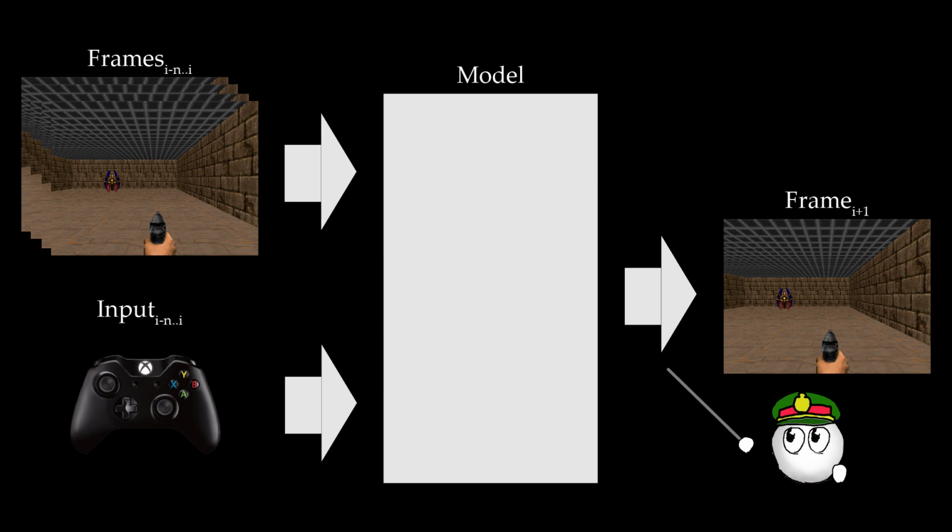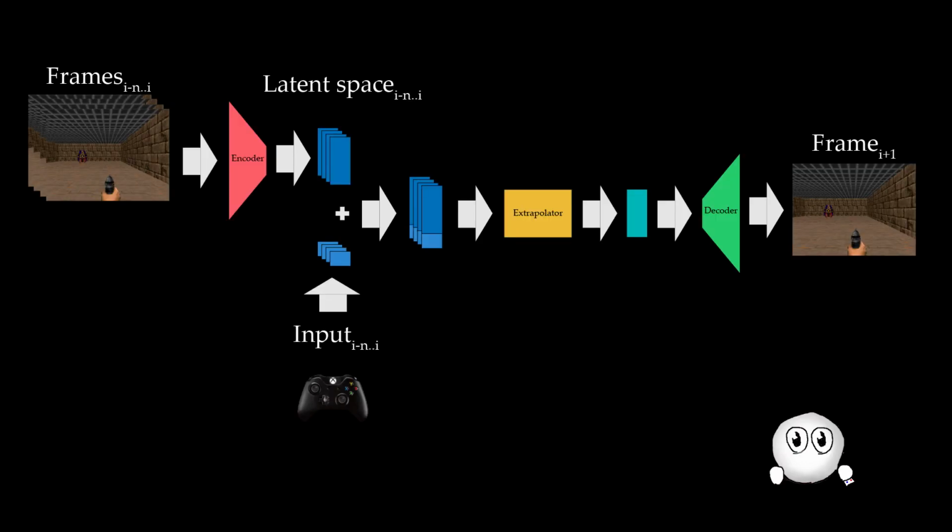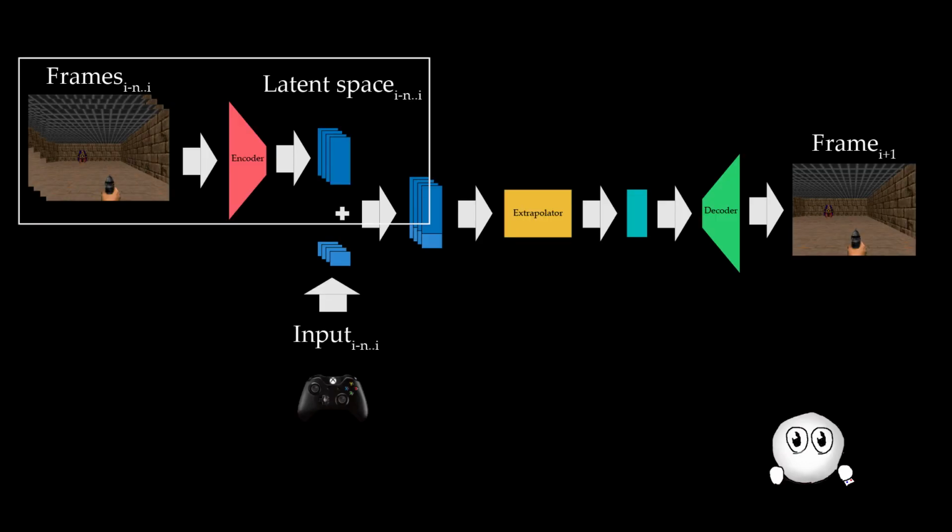The strategy will be to give my model, which in my case is a neural network, a few previous frames with their corresponding inputs and let it predict the next frame. So how would this work? Well, first I will encode the frames into a more compact form. This new representation of the state, also called latent space or feature space, will improve the overall training process.